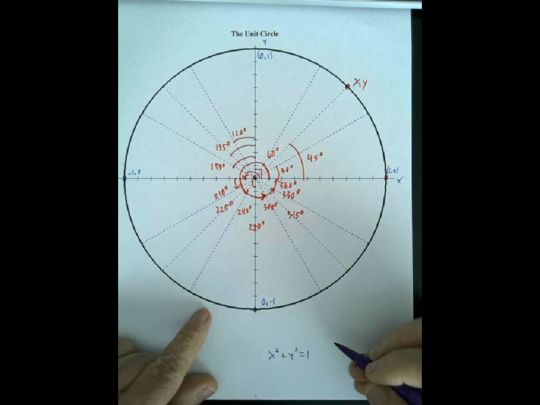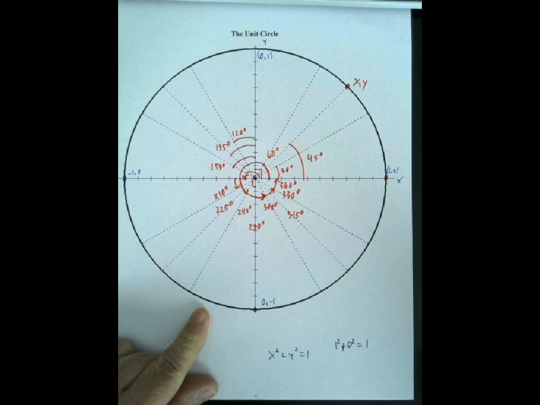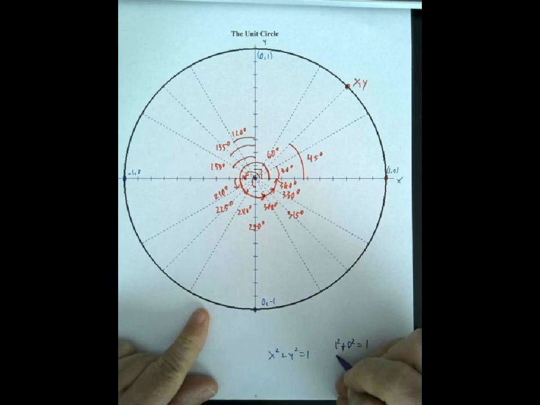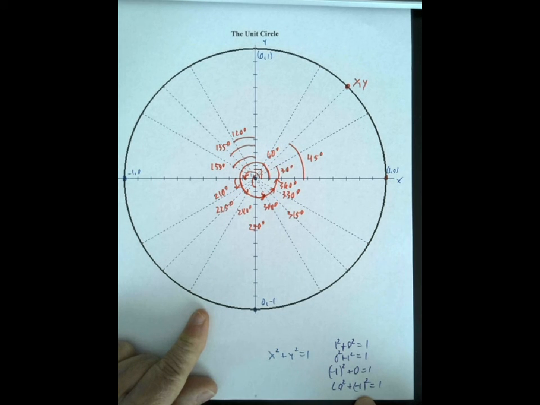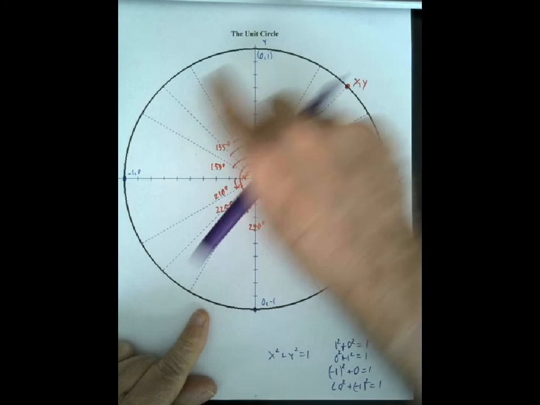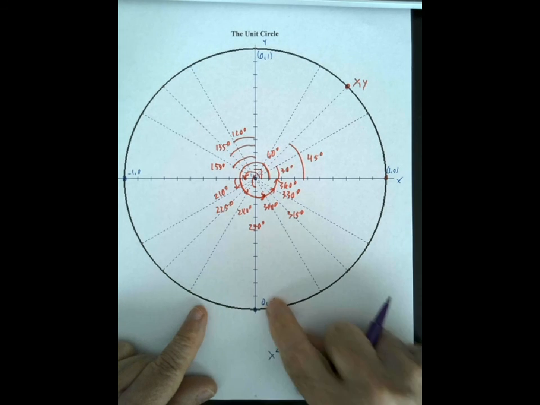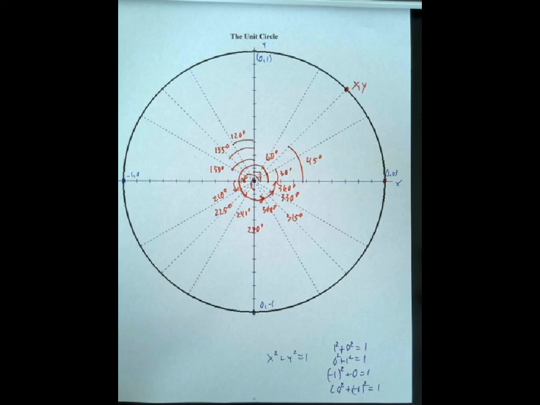So let's try that. 1 squared plus 0 squared, yeah, that's equal to 1. Or this one here, 0 squared plus 1 squared, well, yeah, that's equal to 1. Or this one here, negative 1 squared plus 0. Negative 1 squared is 1, plus 0 is 1. And in this one here, 0 squared plus negative 1 squared, yeah, still equal to 1. So these coordinates make this equation true. Whatever the x and y values are, they have to make it true. So this one does too.